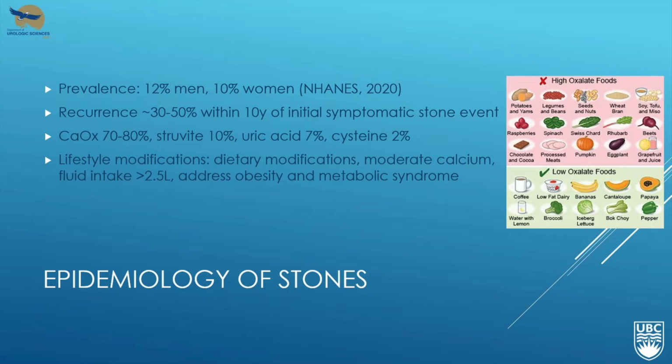With regards to recurrent stone former patients, according to the CUA guidelines, after addressing various disease-specific factors, lifestyle modifications you could make would be dietary modifications, including fewer red meats and fewer high oxalate foods, more fiber-rich foods, keeping sodium below 1.5 grams per day, having a moderate calcium intake per day, increasing your fluid intake to 2.5 liters a day, and addressing obesity and metabolic syndrome, all of which are risk factors for developing stones.